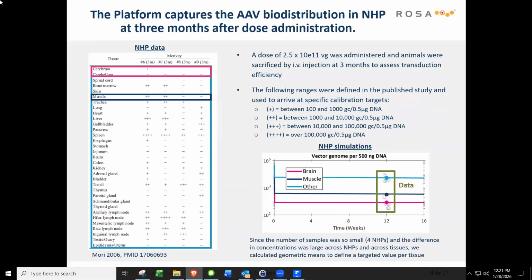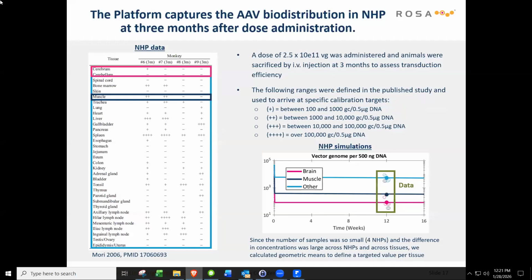Now, the NHP data of this paper is here on the left. We have a long list of tissues. We have 4 monkeys, 4 columns, 1 per monkey. We didn't have many samples. We only have 4 samples to look at. But this was good enough because they provided symbols in the table. These minus and plus symbols represent different ranges of concentrations of vector genome per mass of DNA. We can see these ranges here on the second item on the right.